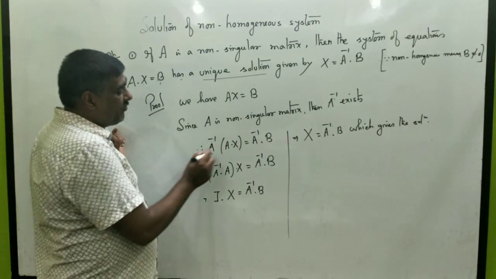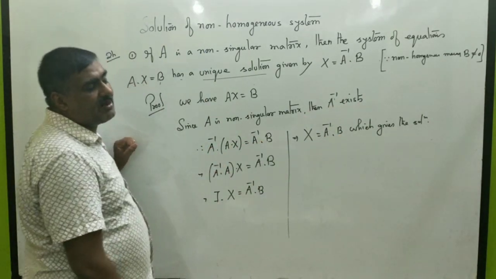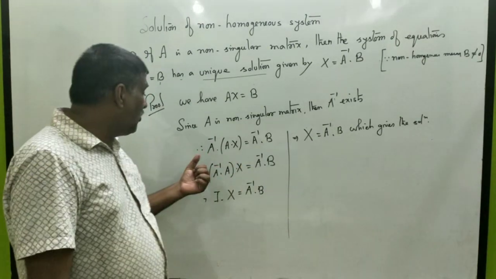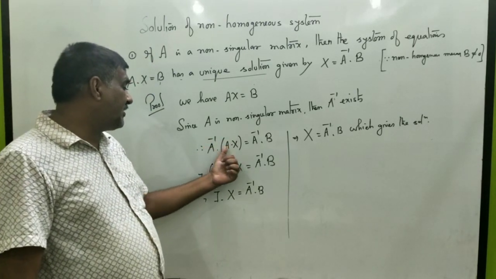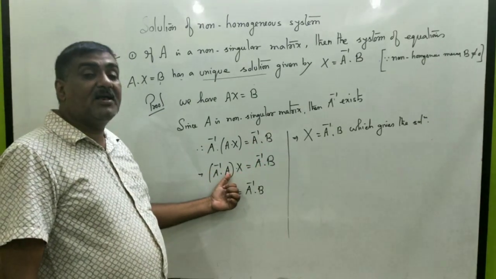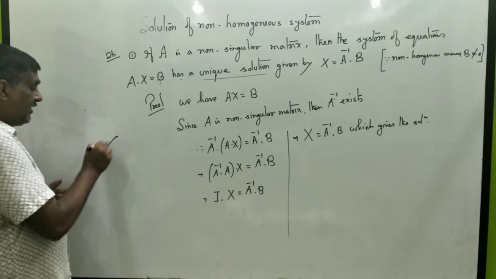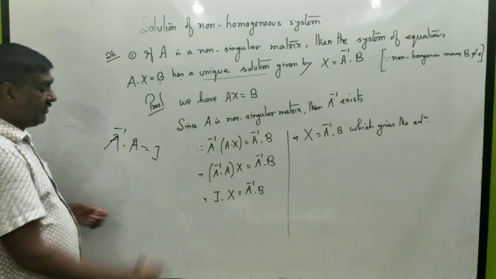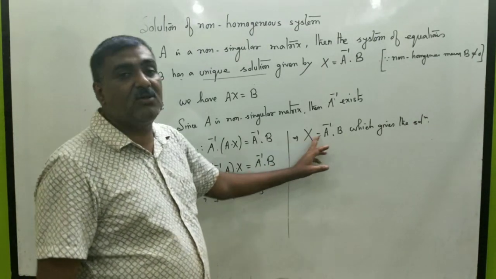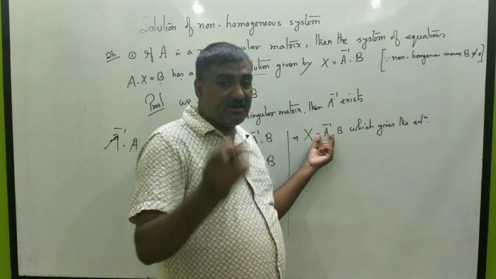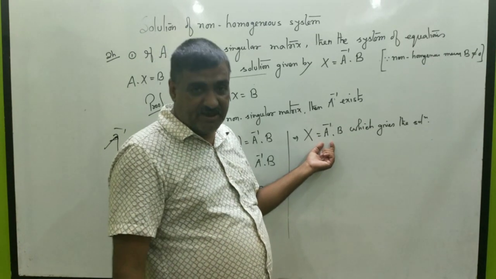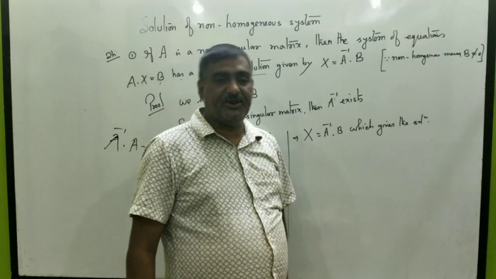Therefore, मैंने दोनों तरफ pre multiplication किया, दोनों तरफ a inverse से pre multiply किया। Clear? तो a inverse into a into x equals to a inverse into b। a inverse a is what, identity matrix I। I into x equals to a inverse into b। I into x माने x, तो x equals to a inverse into b। a inverse निकालने का फॉर्मूला हमने लास्ट क्लास में सीखा, adjoint by determinant of a, which gives the solution. Clear?